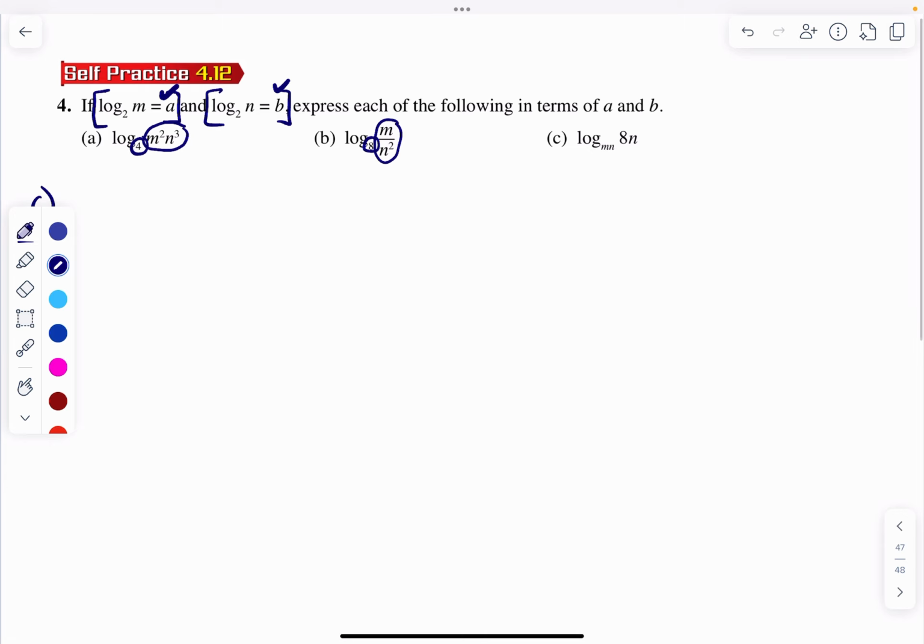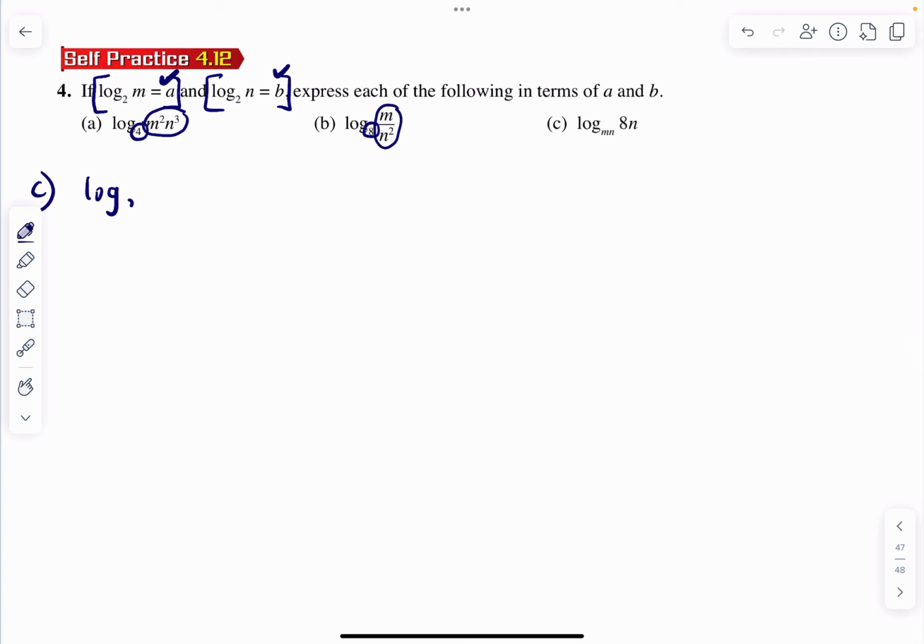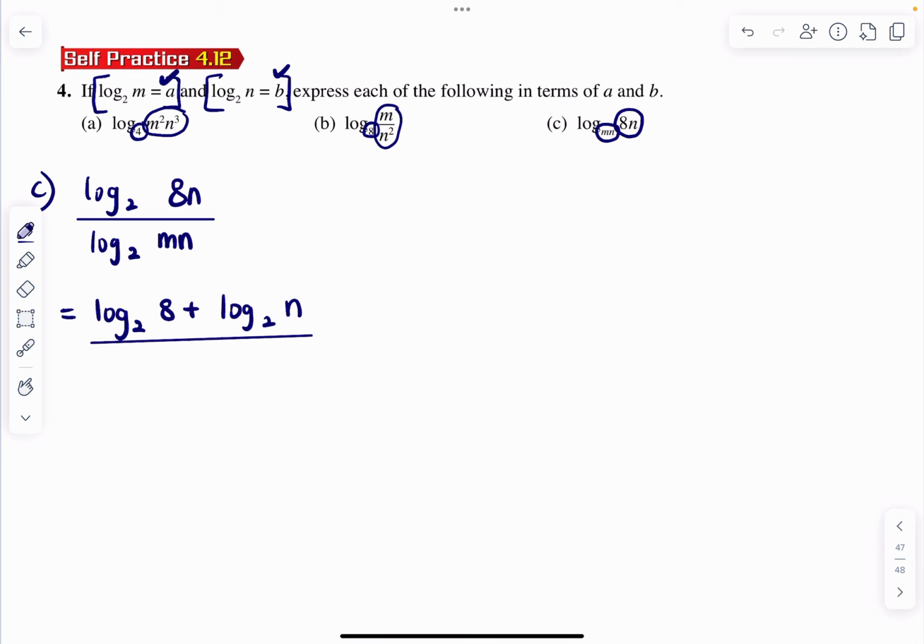Same thing, we have to change base first. So log 2 over log 2. Big number goes on top, small number goes below. So then this is related by times. So when we split it, it will become plus. Down also same. So it becomes log 2m plus log 2n.